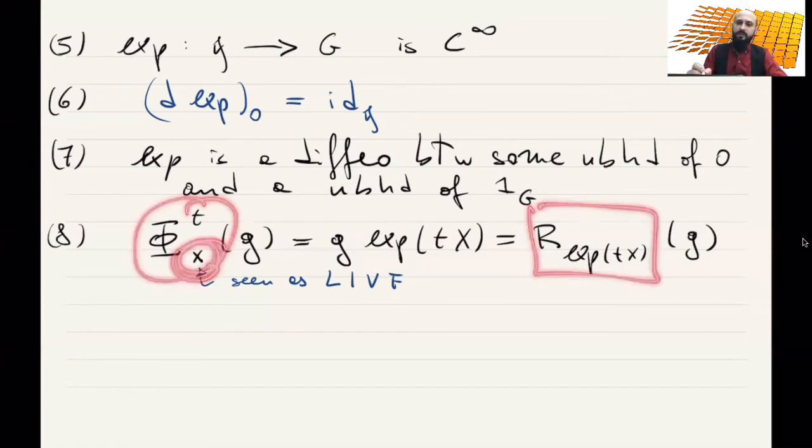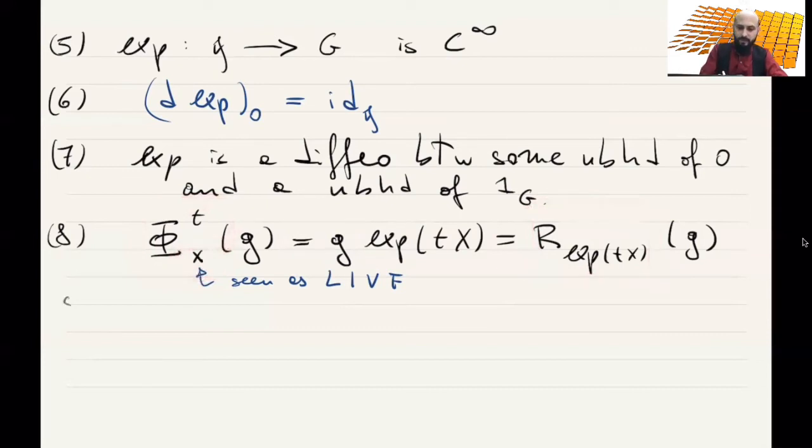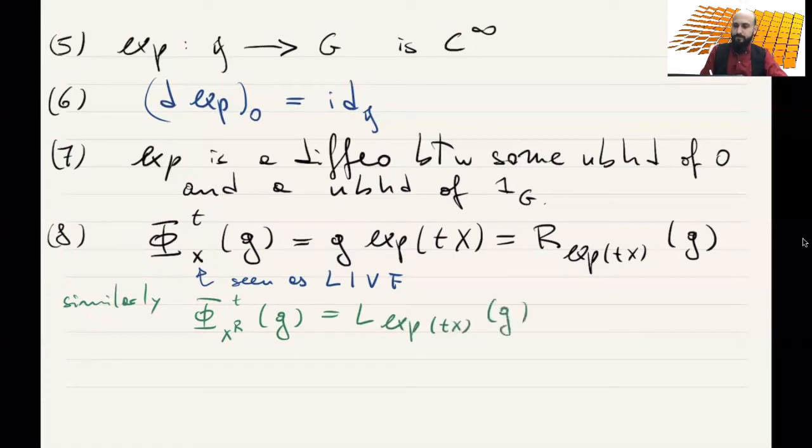Similarly, if we take the flow of a right invariant vector field that coincides at the identity with x, then we get that this is the left translation by exp tx of g. So here this is a right invariant vector field.